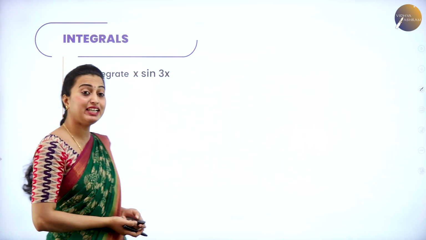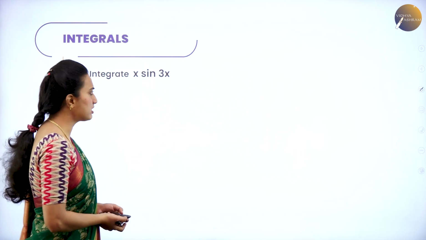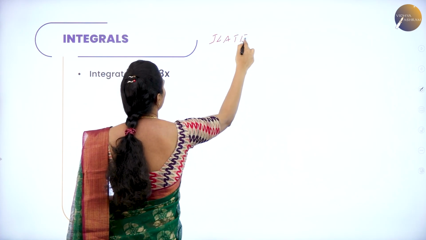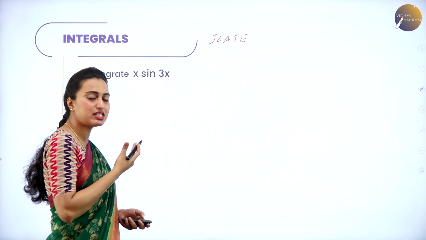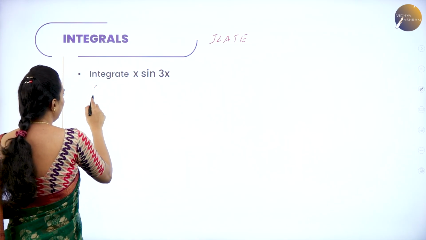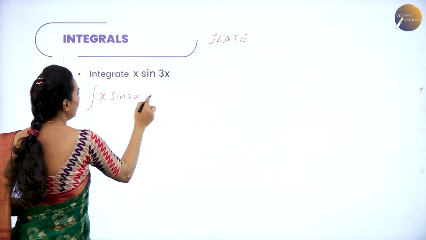What they've asked: integrate x into sine 3x. Now let me write it according to the iLearn rule. What I need to do? iLearn is nothing but here first is algebraic only, which is x, and trigonometric, which is sine 3x. So let me write this symbolically: integral of x into sine 3x into dx.